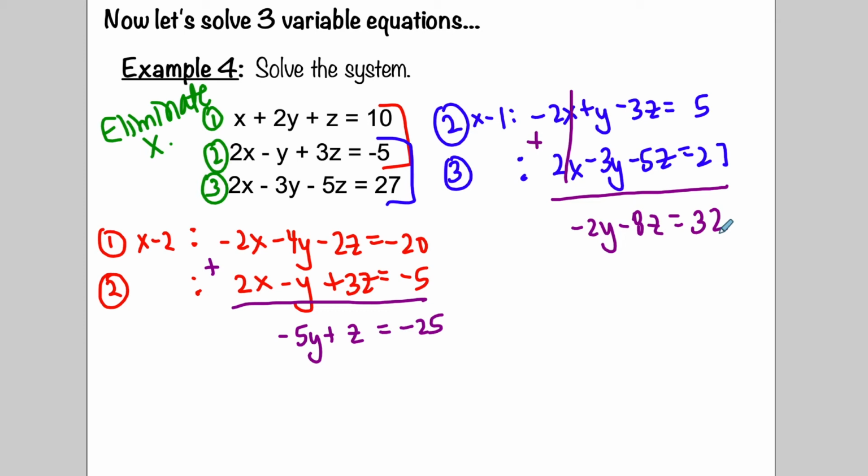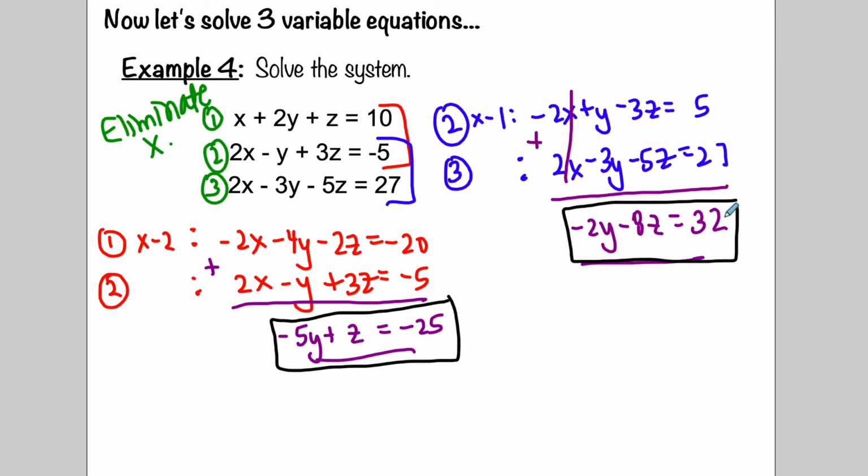Now that I have eliminated x from both of these, I have a system of 2 equations. I've created a new system. So I'm going to take my new system and solve for y and z just as I did in the earlier examples. I'm going to write it right here. I got -5y plus z equals -25, and I have -2y minus 8z equals 32.